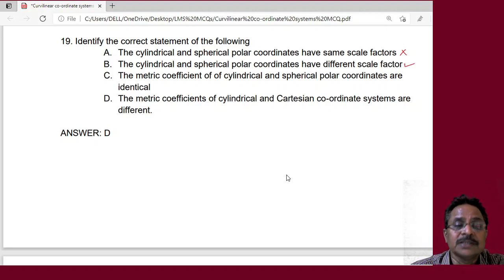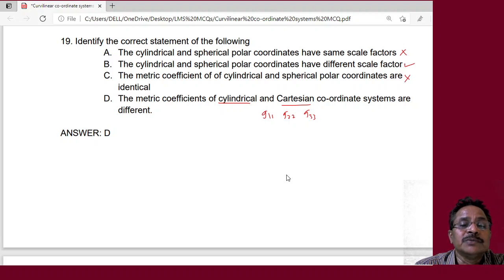Then let's check the next one: the metric coefficients of cylindrical and spherical coordinates are identical. This is also not true. And the metric coefficients of cylindrical and Cartesian coordinate systems are different. The metric coefficients, that is g11, g22 and g33, for cylindrical as well as Cartesian must be different, otherwise these systems would be the same. Therefore the correct answer of this particular question is B.